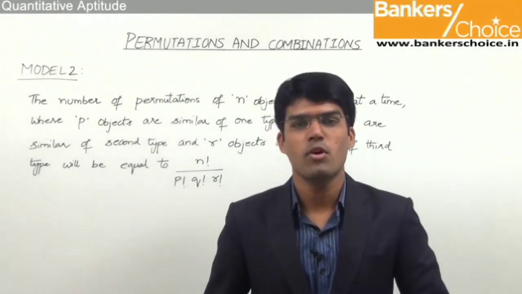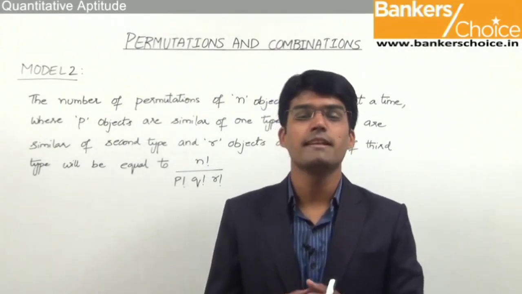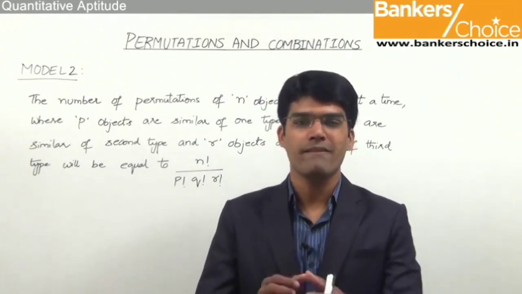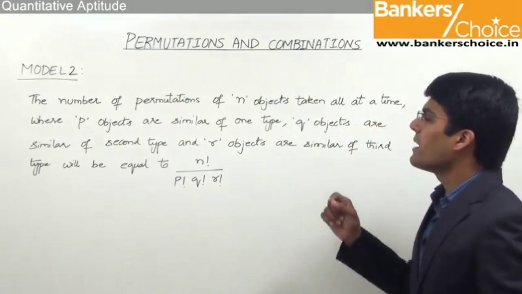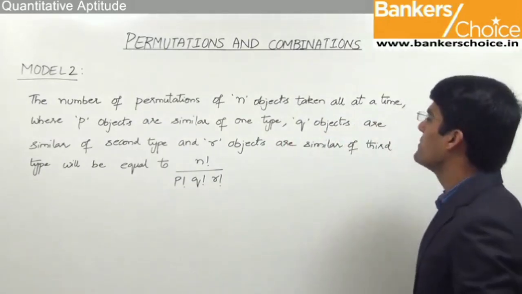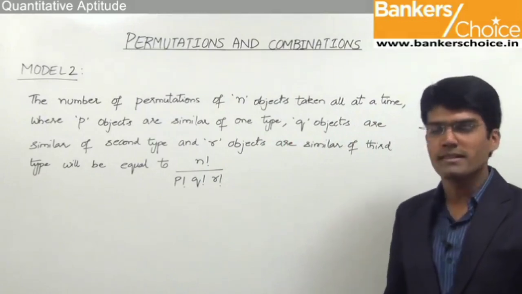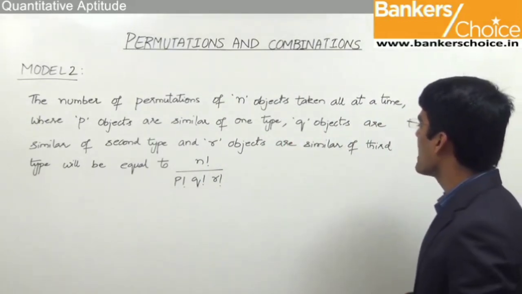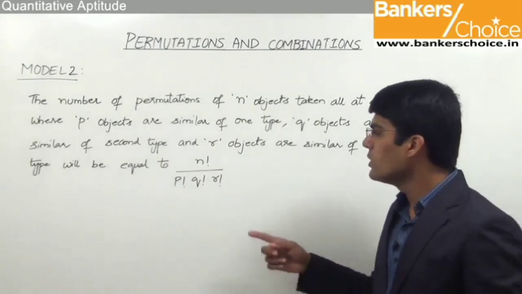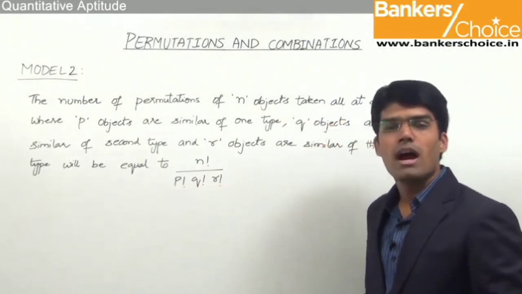Let us now take the second model from this topic of permutations and combinations, where we shall discuss questions related to arrangement or permutations of similar objects. Let us first understand the statement here. The number of permutations of n objects taken all at a time, where p objects are similar of one type, q objects are similar of second type, and r objects are similar of third type, will be equal to n factorial divided by p factorial into q factorial into r factorial.